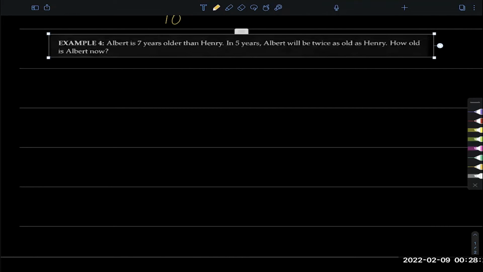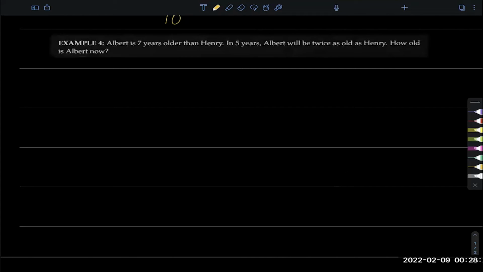Okay, so let's break it down. Albert is 7 years older than Henry. So let's say Albert's age is X and Henry's age is Y. It's up to you, whatever you want to do. Why did I say Albert's age is X? Because the question asks how old is Albert? So I want to know what Albert's age is, so I'm going to call that X.